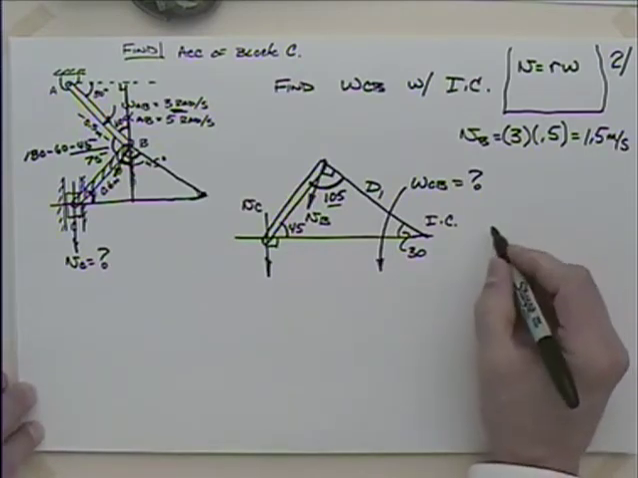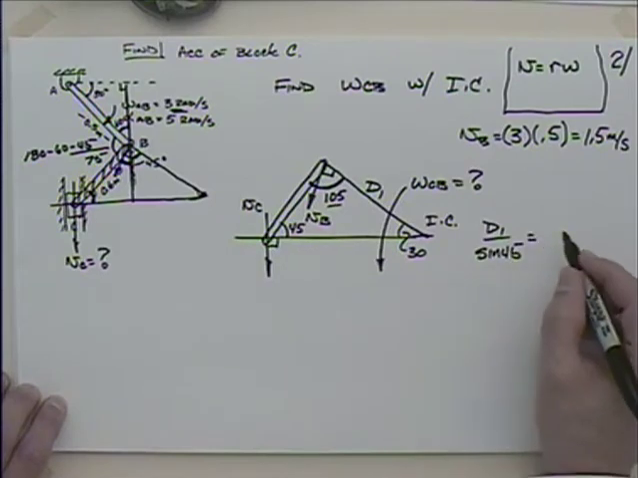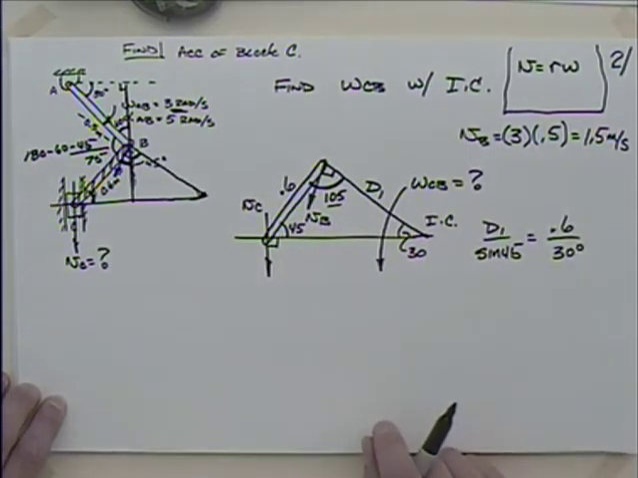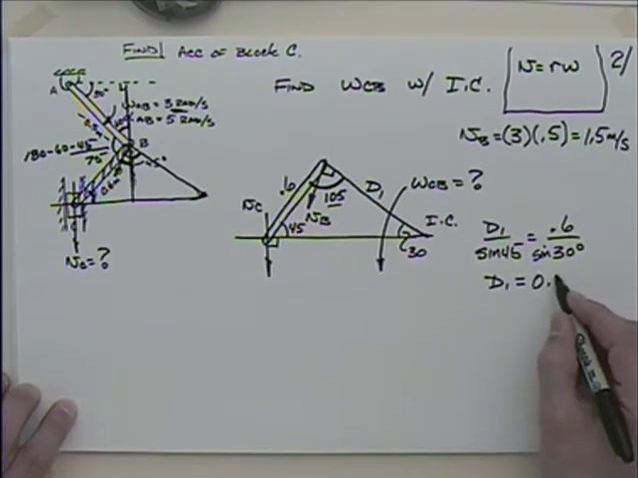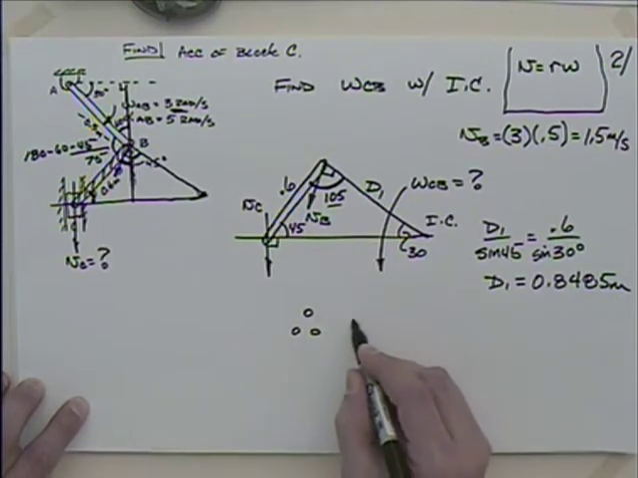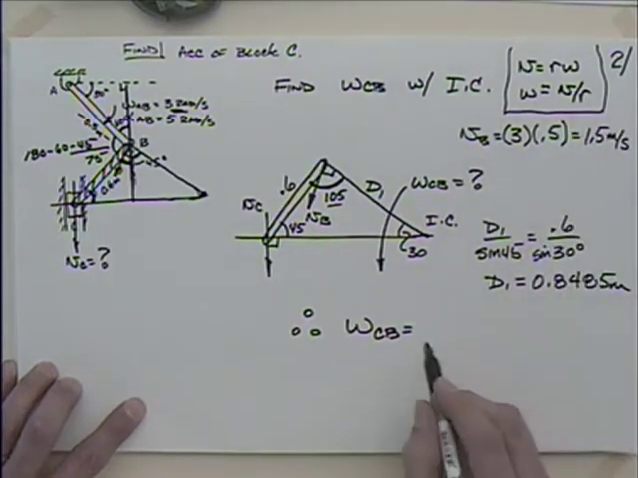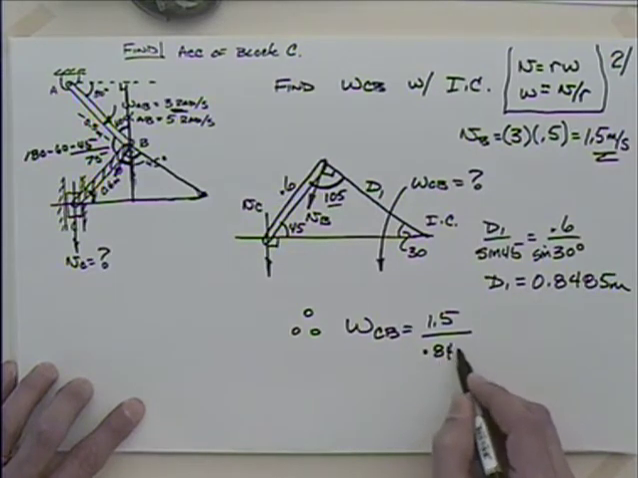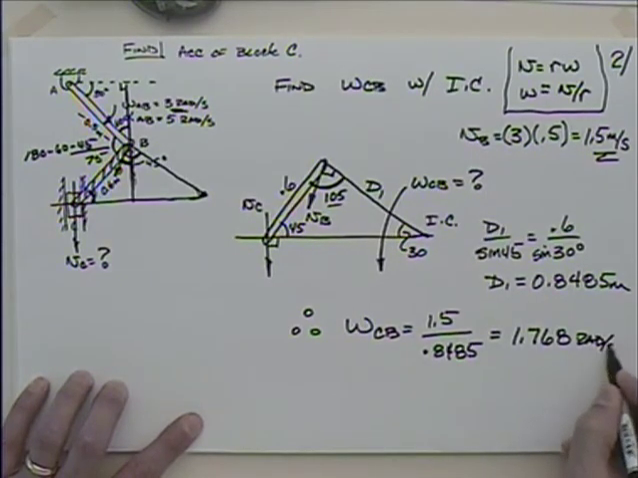So we could say that D1 was to the angle opposite it, which is sine of 45, as this side here, which is 0.6. 0.6 is to 30 degrees. Sine of 30. There we go. So I can come up with a D1 here. That turns out to be 0.8485 meters. So I can say then that omega CB is going to be equal to, I mean, we go up here in our general equations, omega is equal to velocity divided by r, right? So I take this velocity, which was 1.5 from up here, and I'm now dividing this by 0.8485. So I come up with 1.768 radians per second.